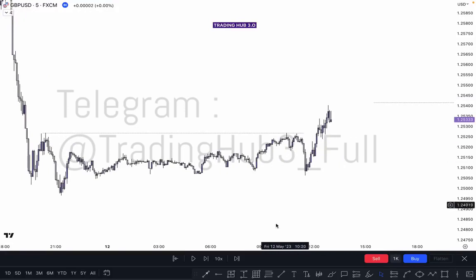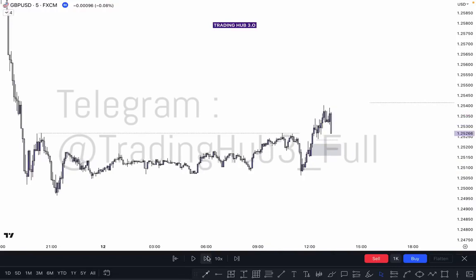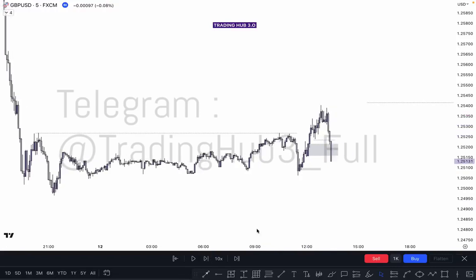Where is our inducement? This one is here because this is a pullback. After taking out this one, we can buy. So when can we buy in this case? This one is our PY, right? This is an unmitigated PY where we can buy here, right? So first of all, wait for it to take out this inducement or mitigate this order block, and then we can buy, right? So basically we can buy here.